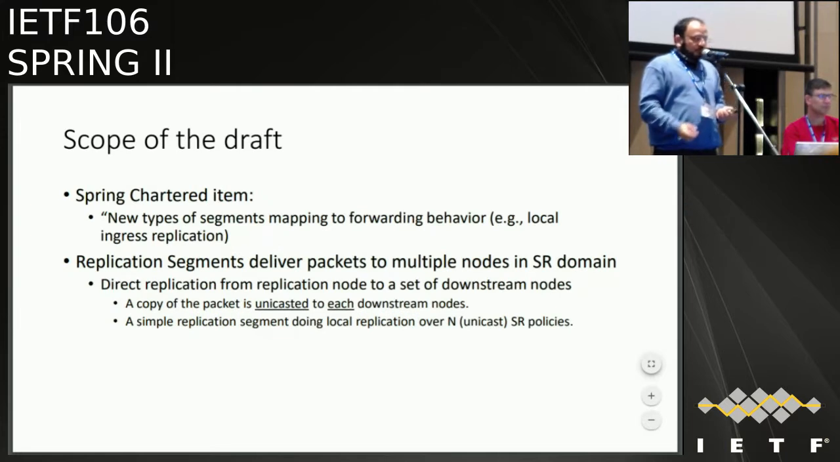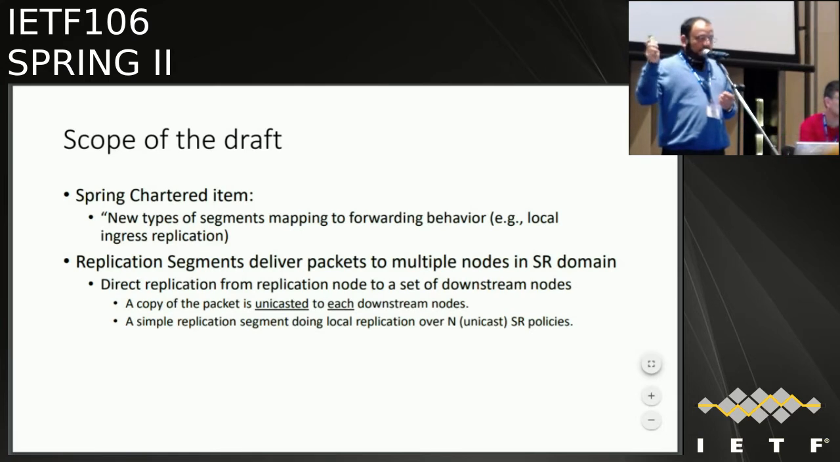Let's talk about the scope of the draft. This draft specifically targets a Spring charter item, and I read it verbatim: Spring is chartered to define new types of segments mapping to forwarding behavior, and one of the definitions of those is local ingress replication. The draft is no more than local ingress replication.